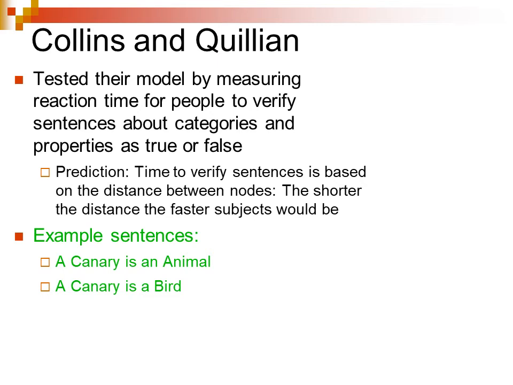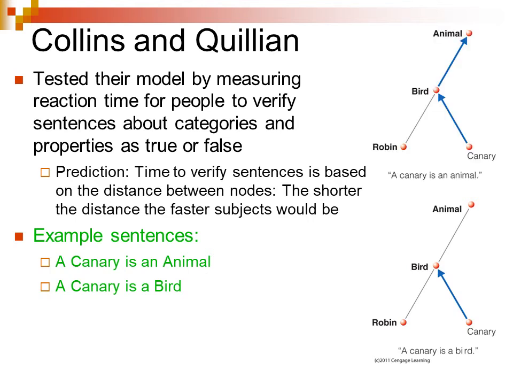So let's look at the section of the model containing canary, bird, and animal. Specifically, we can see that canary and bird are one step away from each other in the model, while canary and animal are two steps away from each other in the model. So the prediction is that people would be faster to say yes to the sentence a canary is a bird than to the sentence a canary is an animal because the nodes of canary and bird are closer to each other in the model than the nodes of canary and animal.